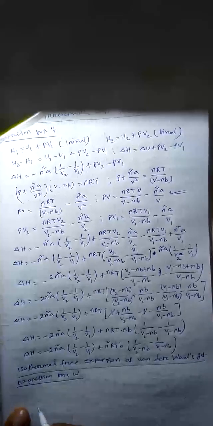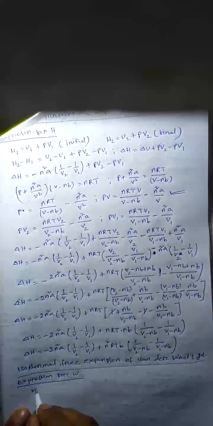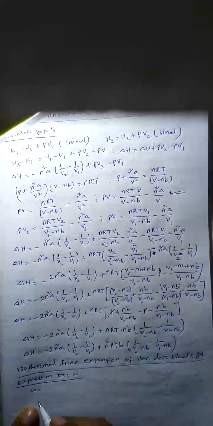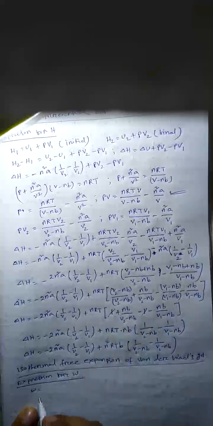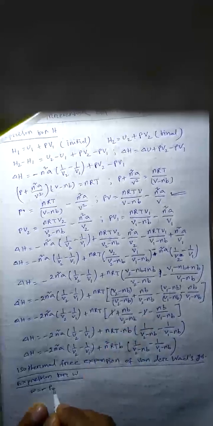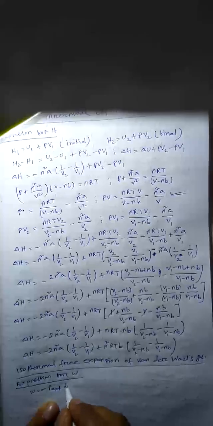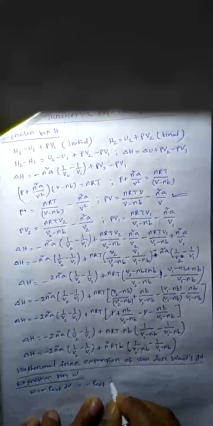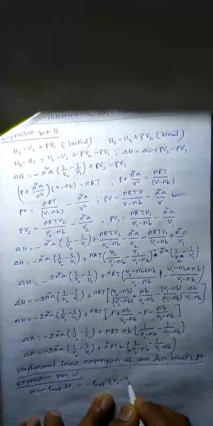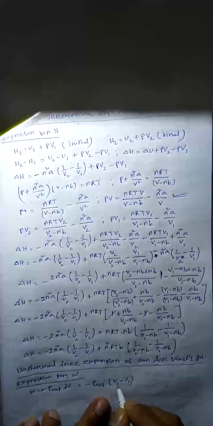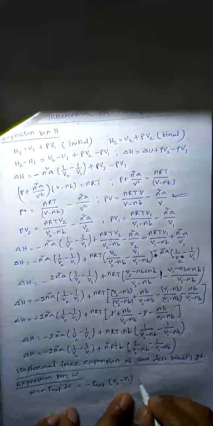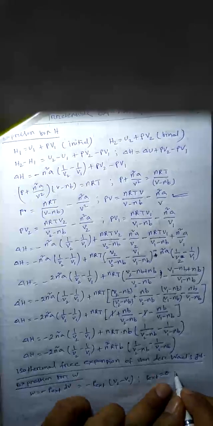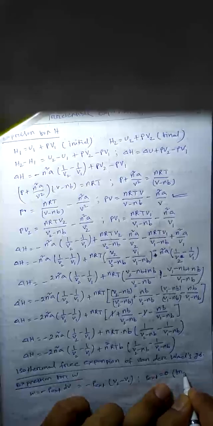We know the expression for W: work is expansion, that means lower volume to higher volume. When work is done by the system, it becomes minus integral of P dV, which is equal to minus P external times (V2 minus V1). Lower volume is V1, higher volume is V2. But in the case of free expansion, P external is equal to 0.